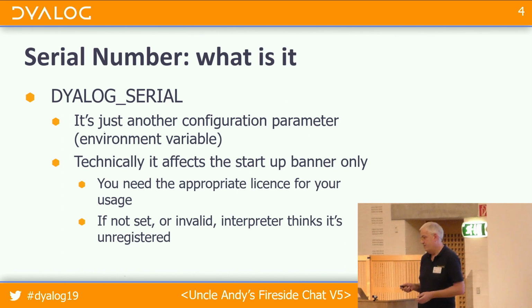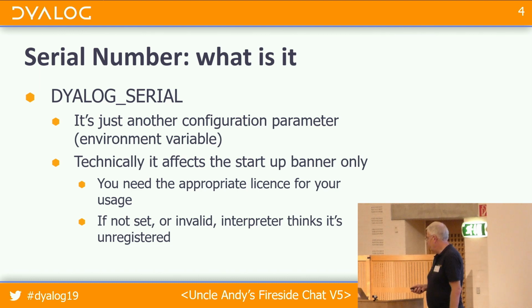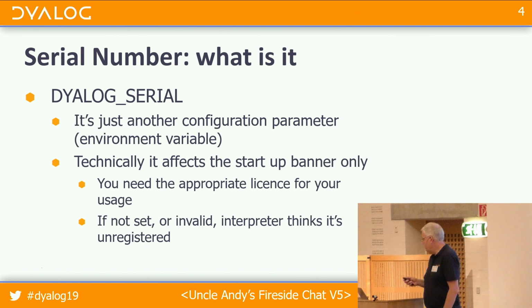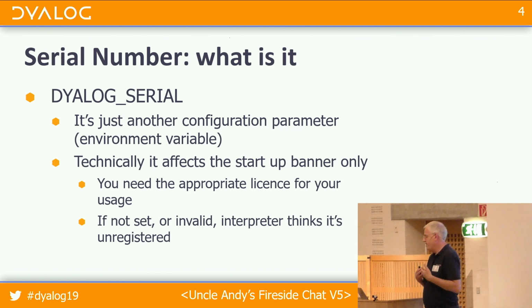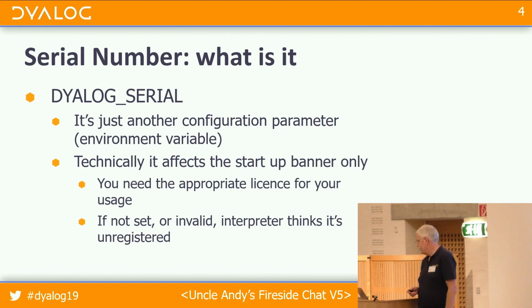As I said before, you do have to have the right license for the usage you have of Dyalog APL. And if you don't set the serial number, then the interpreter will default to assuming you have an unregistered version. In 17.1, we've called it Dyalog_serial. For those of you who have used Windows versions in the past, we used the configuration parameter merely called serial. Well, since we're now doing it on all platforms, possibly creating an environment variable called serial may potentially conflict with umpteen other applications, so we thought let's have it a bit more specific than that.